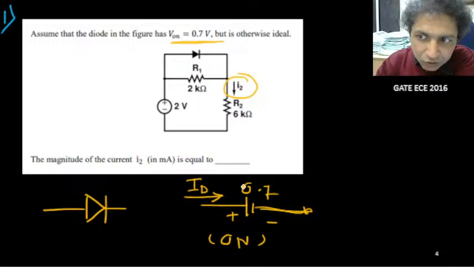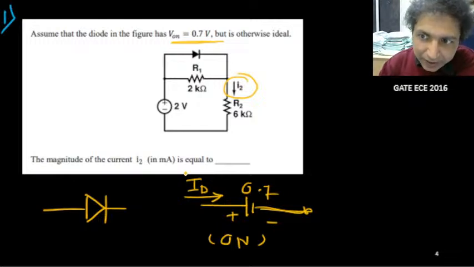Right? So with the assumption that the diode is on, find the current ID, and if the ID is really flowing from P to N, then your assumption is correct. You will continue with that assumption, you will get the correct answer. Otherwise, you should revise this because your assumption is wrong if the diode current is from N to P. I hope you have got this point.